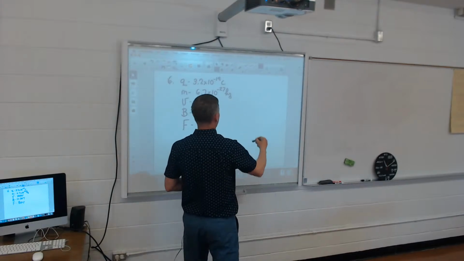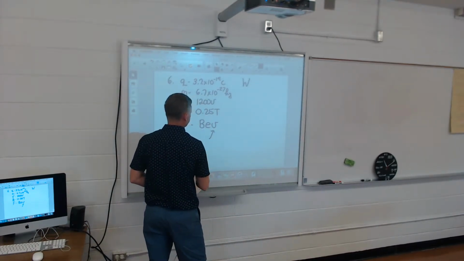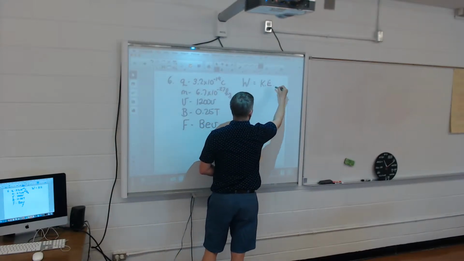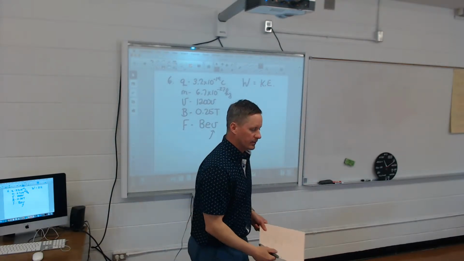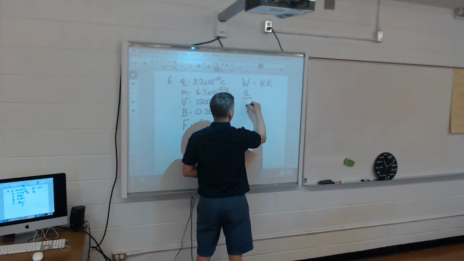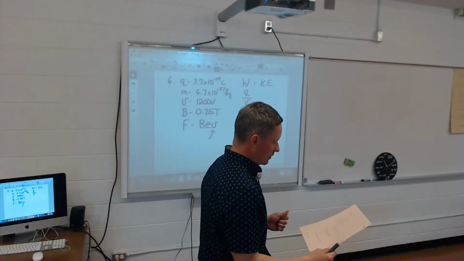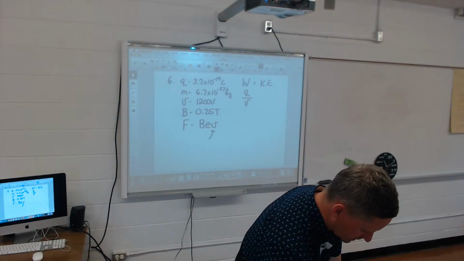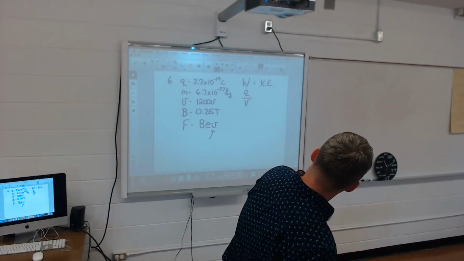So kinetic energy. In order to get this, I need to get the velocity here, right? Now, we haven't talked about kinetic energy yet. We have to talk about it. That's our next section that we're going into, with energy. And so work is Q over V, that's your charge over your potential difference. I think that's the right equation. Just look that up. Coulombs per volt.